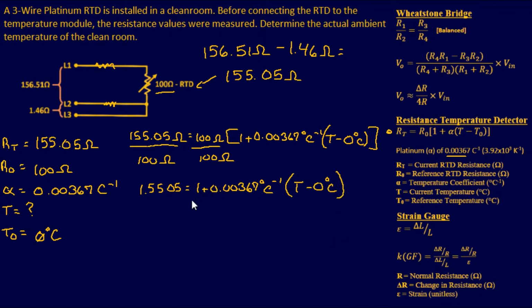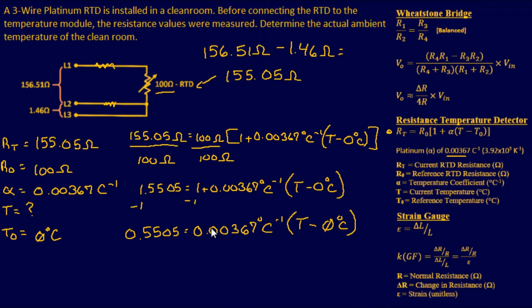Now I can also just do another easy one, minus 1 from both sides. So it's going to be 0.5505. I know a lot of this is really repetitive, me rewriting this, but it's part of doing the steps process. Alpha times temperature minus 0 degrees Celsius.